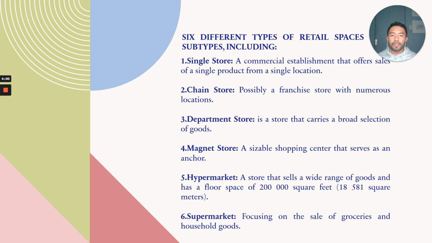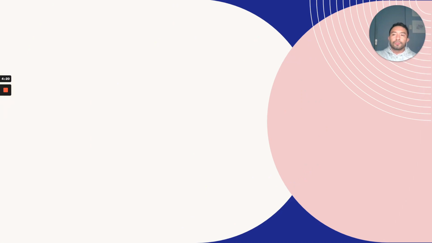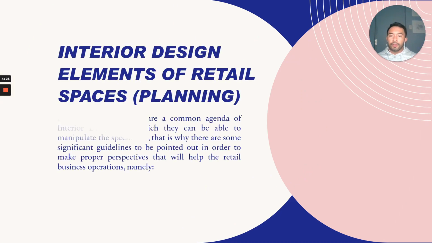A hypermarket, which is a store that sells a wide range of goods and has a floor space of 18,000 581 square meters. And then a supermarket focusing on the sale of groceries and household goods. Planning and designing are a common agenda of which the interior designer should consider, in which they can be able to manipulate the space that is within the retail store. That is why there are some significant guidelines also to consider.